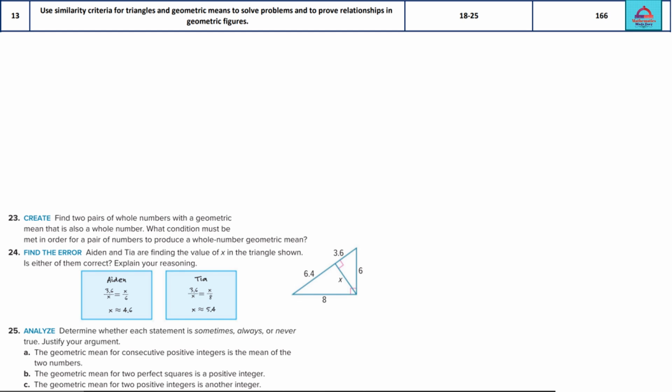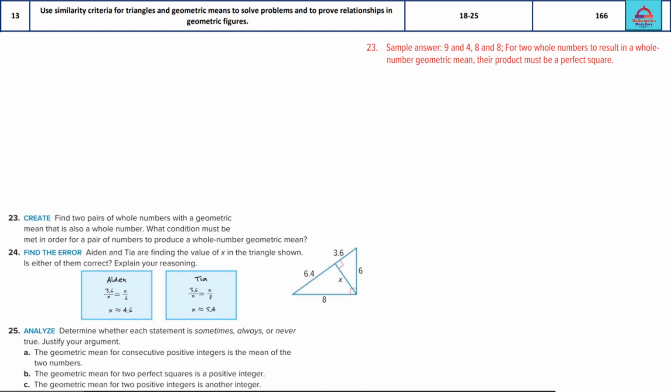Let's solve question 23, 24 and 25 now. For question 23, you need to find two pairs of whole numbers with a geometric mean that is also a whole number. And also you need to check what condition must be met in order for a pair of numbers to produce a whole number geometric mean. So there can be more than one correct answer for this. As a sample answer, we are taking the numbers 9 and 4 and 8 and 8. If you see these numbers, both of them result in a geometric mean which is a whole number. So for two whole numbers to result in a whole number geometric mean, their product must be a perfect square.